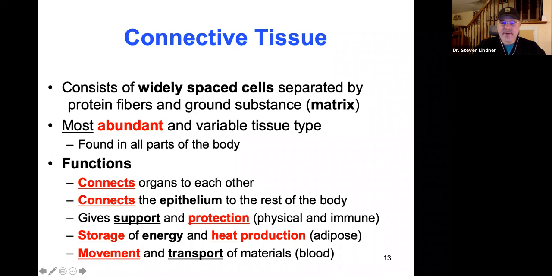The other function of blood is movement and transport of materials. That's how things are transported and moved through the body. It goes through blood, which is in your blood vessels. That's the transport system.